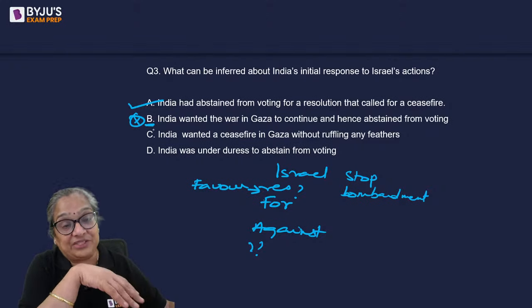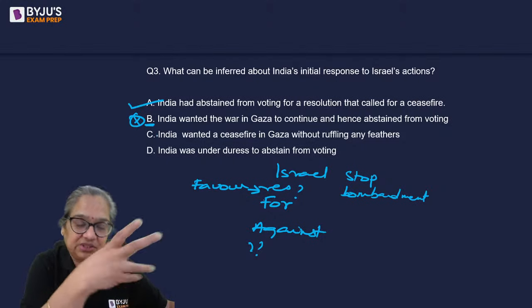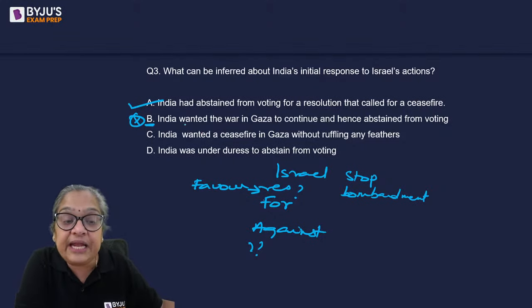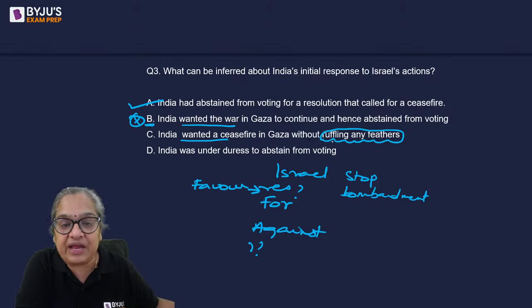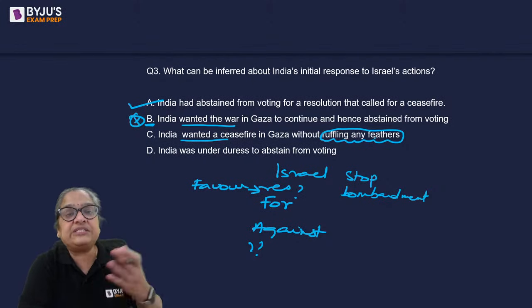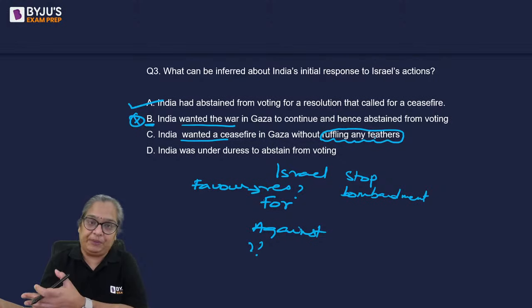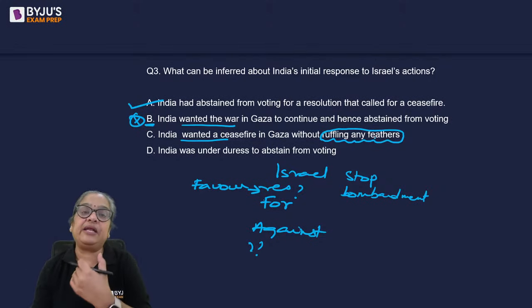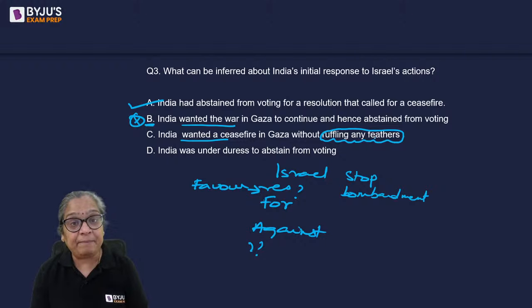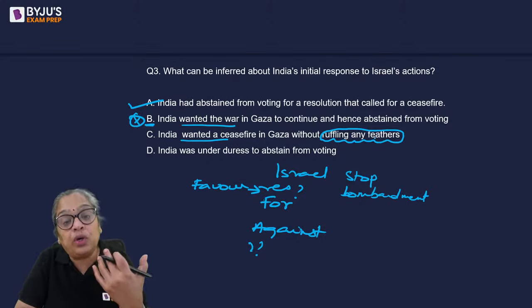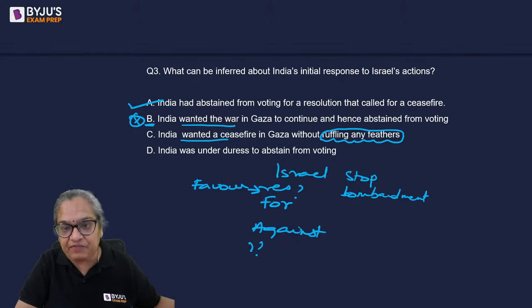While Israel can take action, there should not be civilian damage or civilian collaterals. So we can't say India wanted the war. This is too extreme. India wanted a ceasefire without ruffling any feathers. Ye thoda ambiguous hai. It's exactly what it did. It didn't want to upset Israel because Israel said, look what Hamas has done to my people. And India sympathized with them, and India is a friend of Israel. At the same time, India wanted a ceasefire, but it couldn't vote because ruffling any feathers refers to the Israelis. But this is too general.